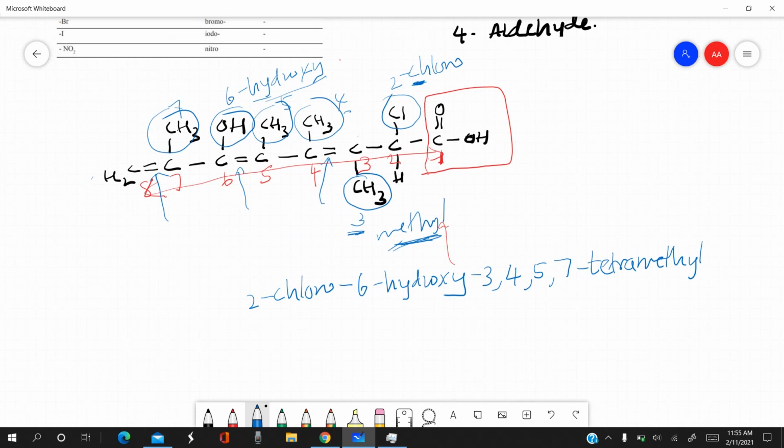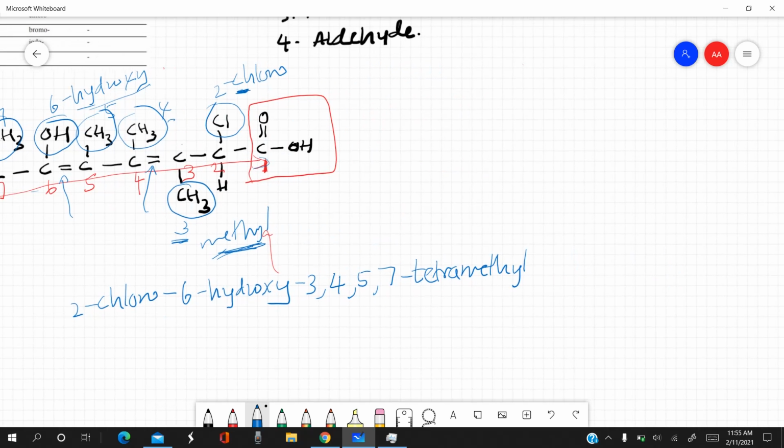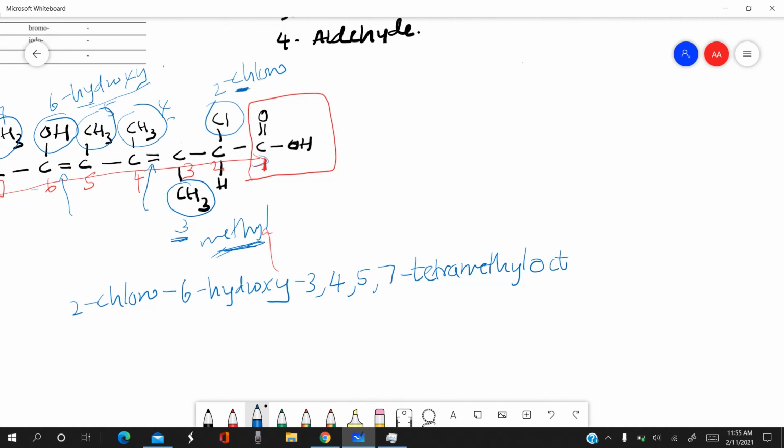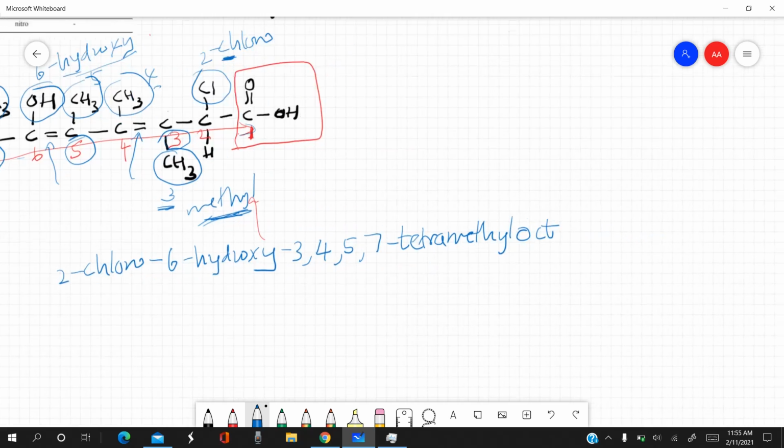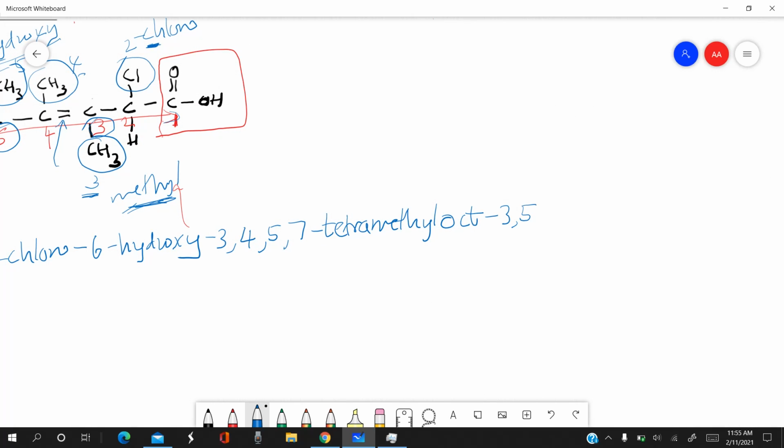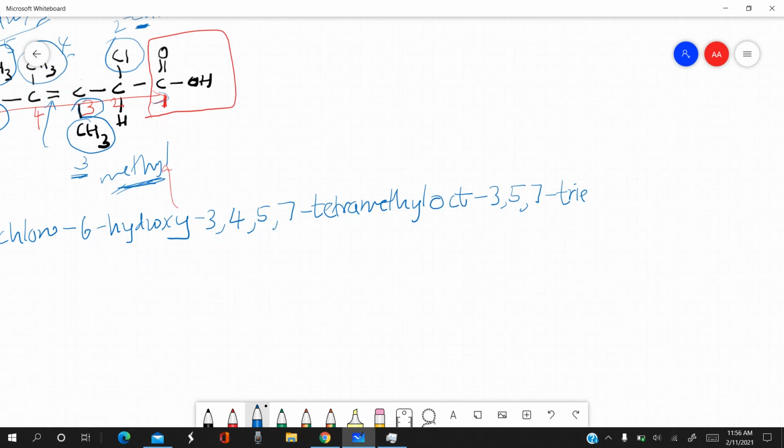And now naming the main carbon chain. The main carbon chain consists of 8 carbon atoms. So oct. And double bonds are present at the 3rd carbon, 5th carbon, and the 7th carbon. So 3, 5, 7. Since it's present at 3 locations, it's tri, and it's a double bond. So ene, we don't write the E because the major functional group is carboxylic acid. So we have to add the suffix as enoic acid.